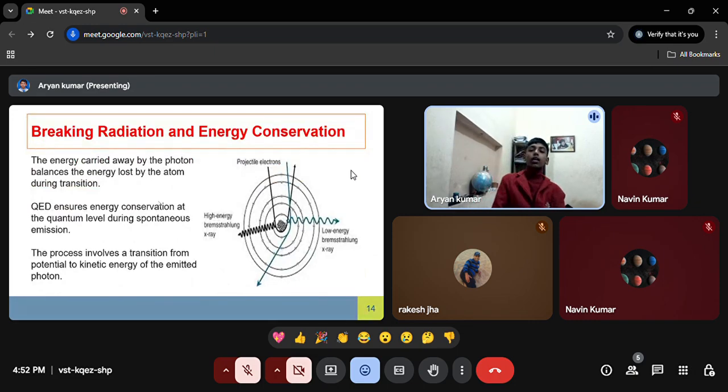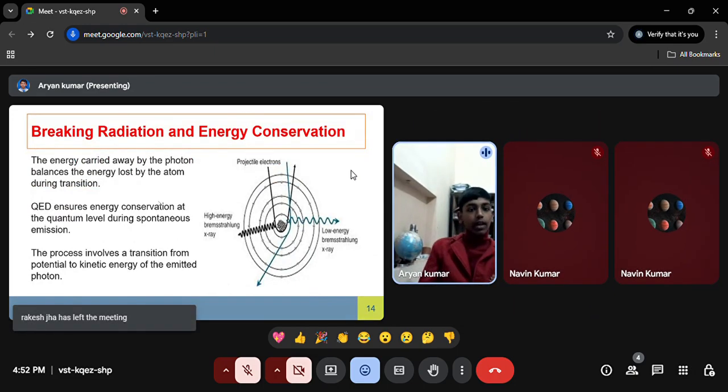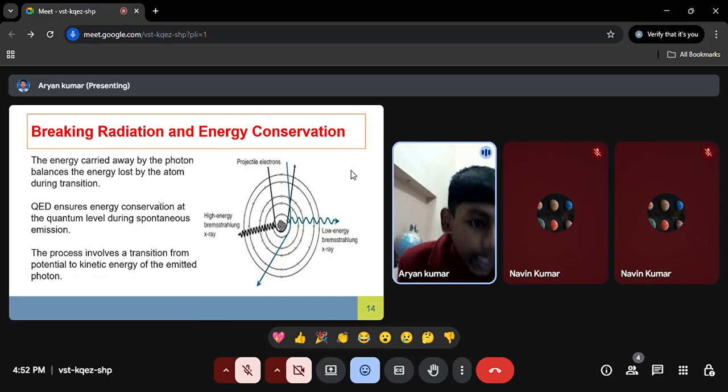Breaking radiation and energy conservation. The energy carried away by the photon balances the energy lost by the atom during transition. Quantum electrodynamics ensures energy conservation at the quantum level during spontaneous emissions. This process involves a transition from potential to kinetic energy of the emitted photon.